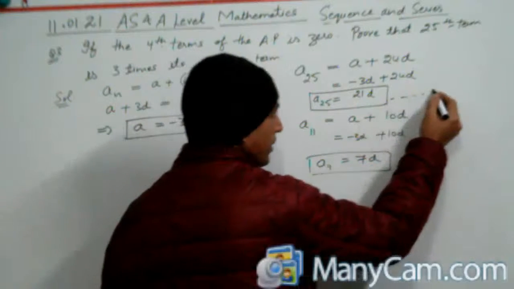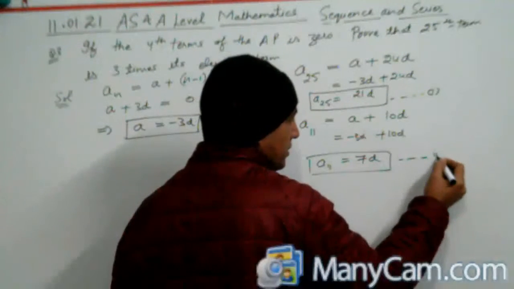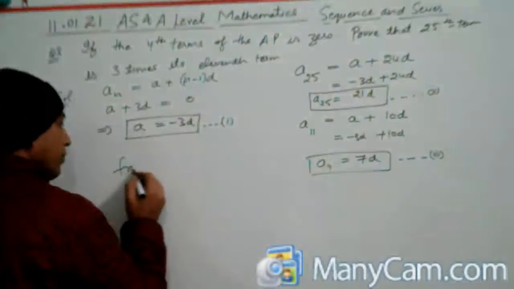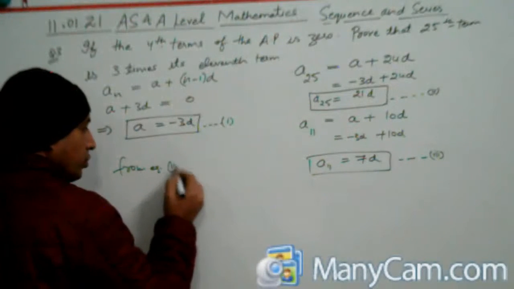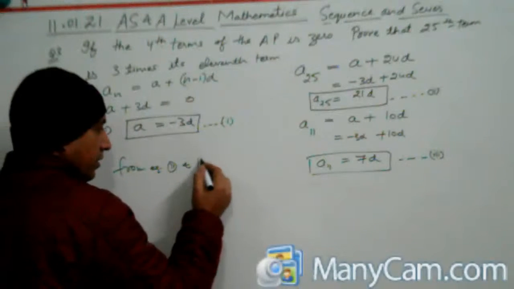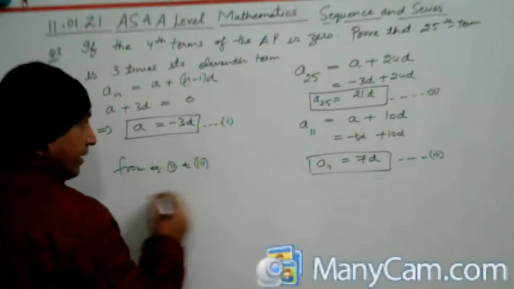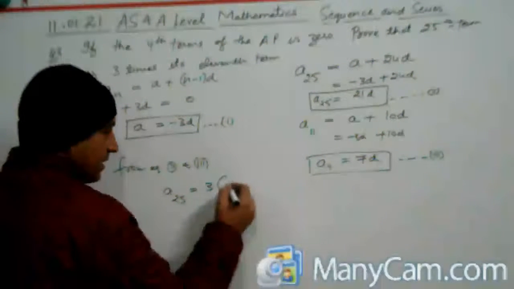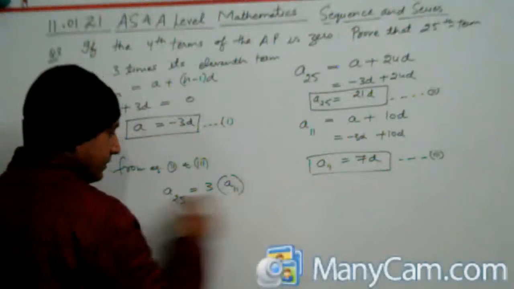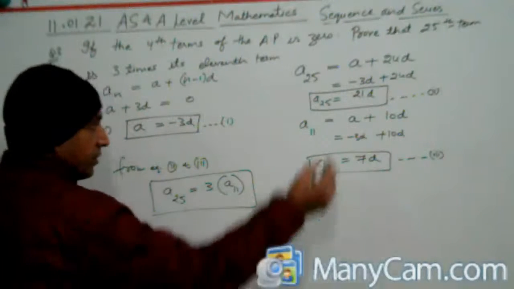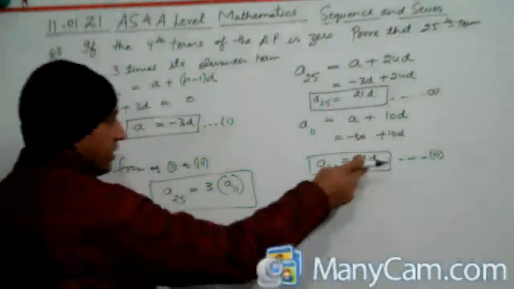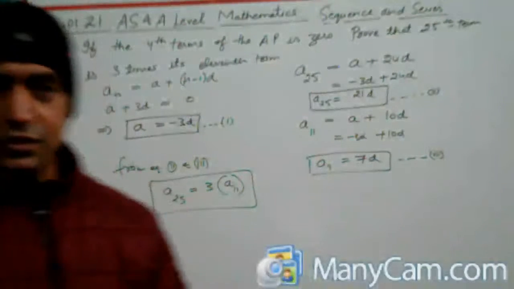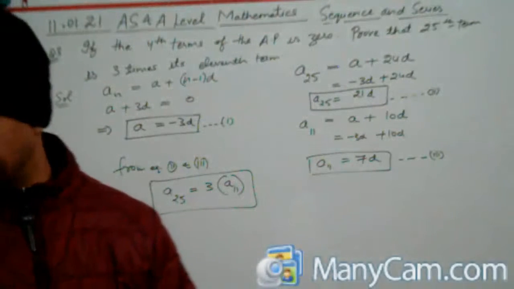From equations 2 and 3, what we have is A25 is equal to 3 times A11, because 7d into 3 is 21d, right? So this is all about this question.